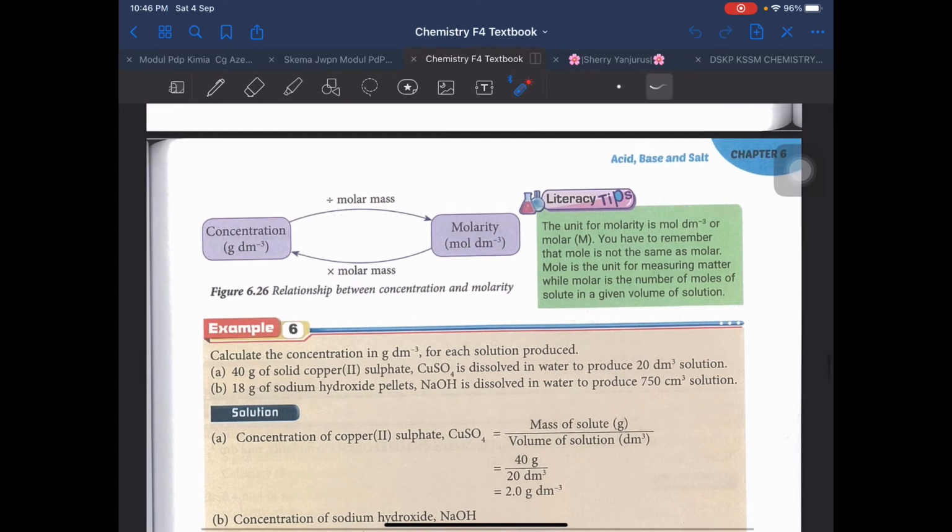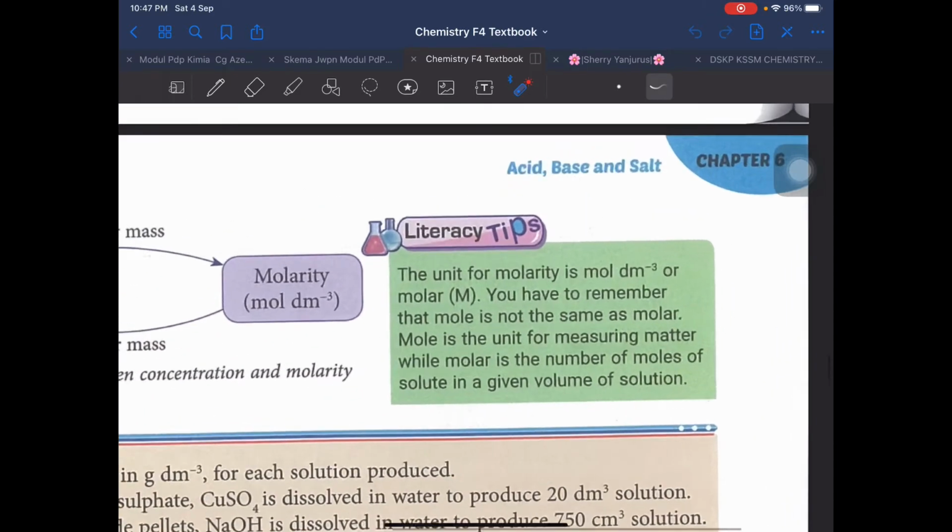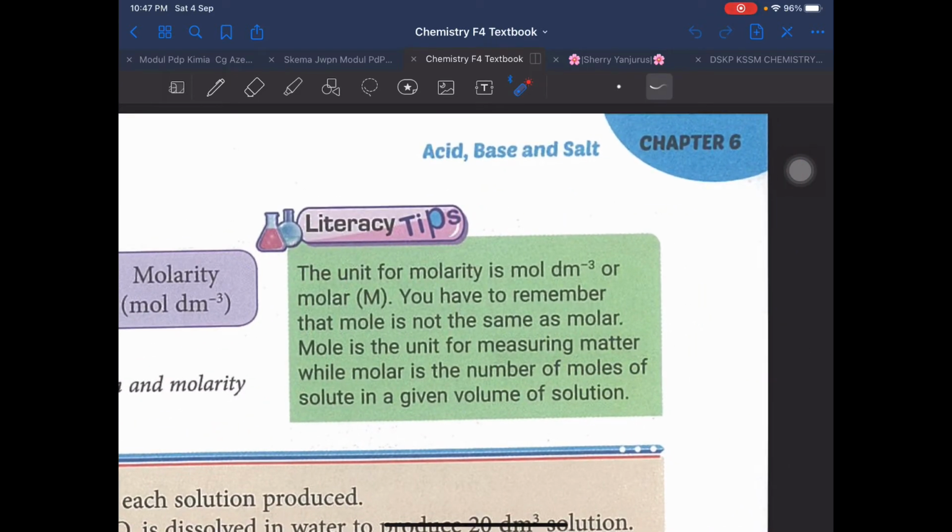Okay, there is a relationship between concentration and molarity. When you are given concentration in gram per cubic decimeter, and you are required to find molarity, you have to divide by the molar mass, and vice versa. Look at the literacy tip here. The unit for molarity is mole per cubic decimeter, or you can call it molar, M besar.